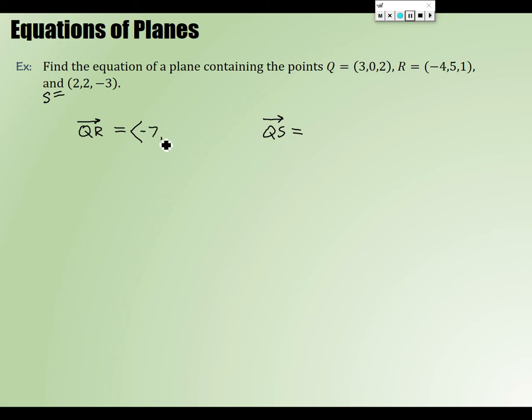So -7 by -1. -3 minus 2 is -5. All right, so we'll cross those then, right? Yeah. And you can do QR cross QS, or you can do QS cross QR. It doesn't matter. You won't get the same answer. You'll get, in either case, a vector that's orthogonal to the other two, though.